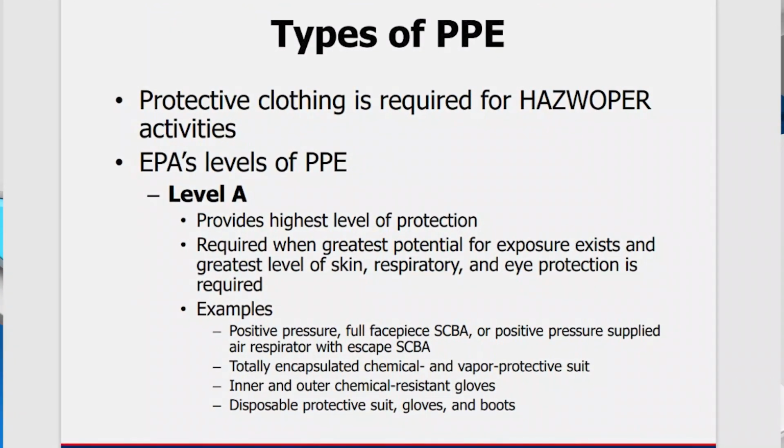EPA's levels of PPE. Level A provides highest level of protection, required when greatest potential for exposure exists and greatest level of skin, respiratory, and eye protection is required. Examples: positive pressure full face piece SCBA or positive pressure supplied air respirator with escape SCBA. Totally encapsulated chemical and vapor protective suit. Inner and outer chemical resistant gloves. Disposable protective suit, gloves, and boots.